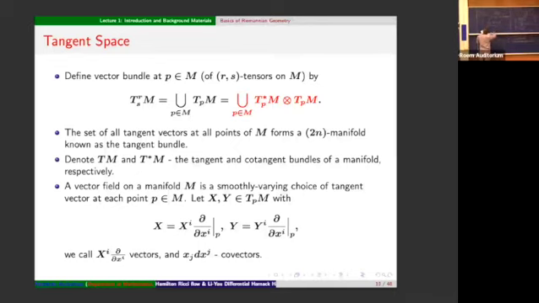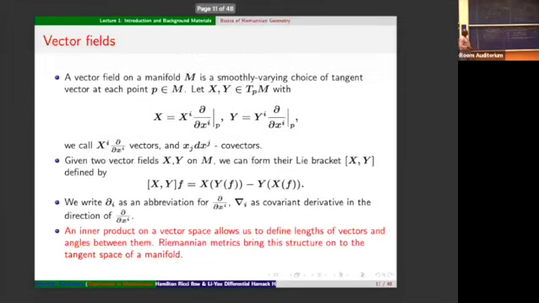So in the n-dimensional case, you have n components. This partial derivative is the derivative in the direction of x_i, with i running from 1 to n, the dimension of the tangent plane. And the tangent plane is locally Euclidean. Okay, let's just move on.